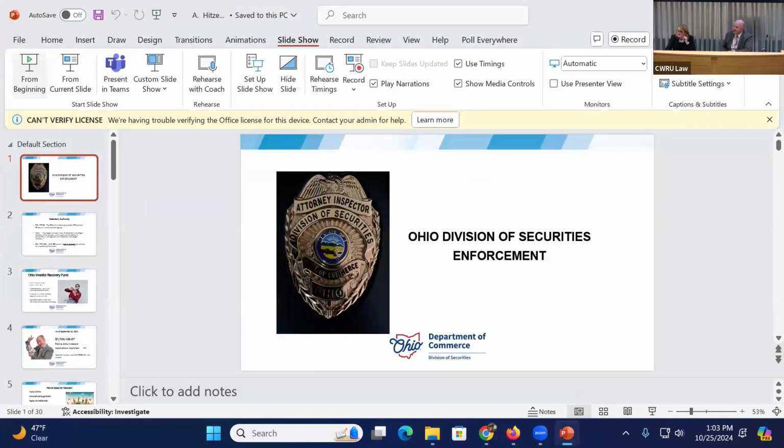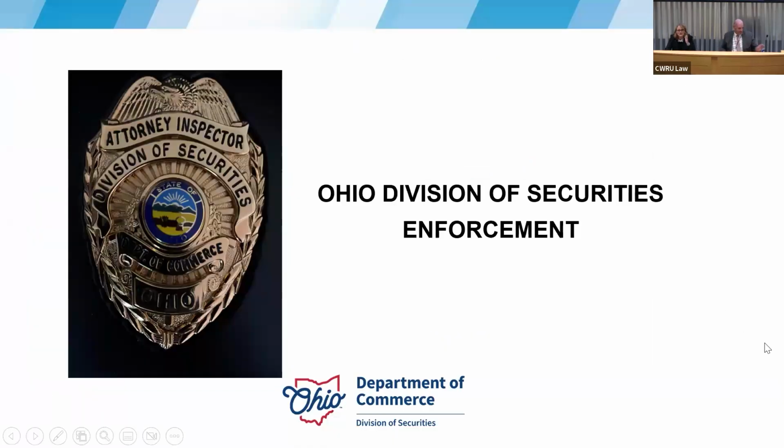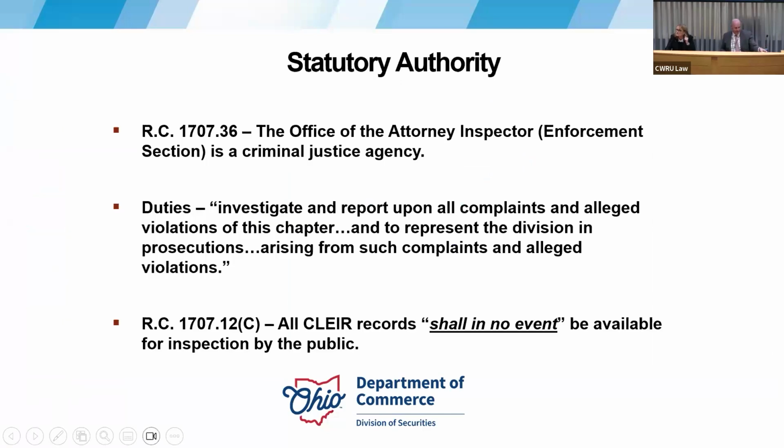Really, the first slide is just an overview. It's the standard slide that I start out with, and that's just an overview of who we are. So the Office of the Attorney Inspector, which is the enforcement section of the Division of Securities, is a criminal justice agency. And the information that we have is confidential. The information that we obtain, the information that we utilize as part of our investigative process is confidential and shall in no event be available for inspection by the public.